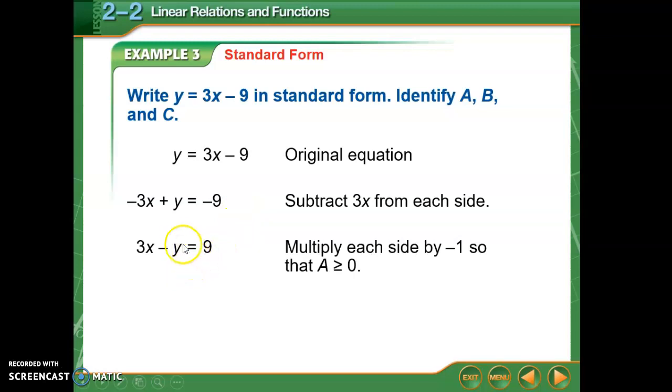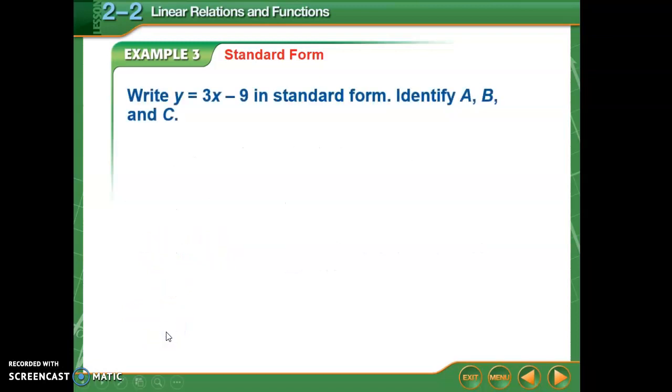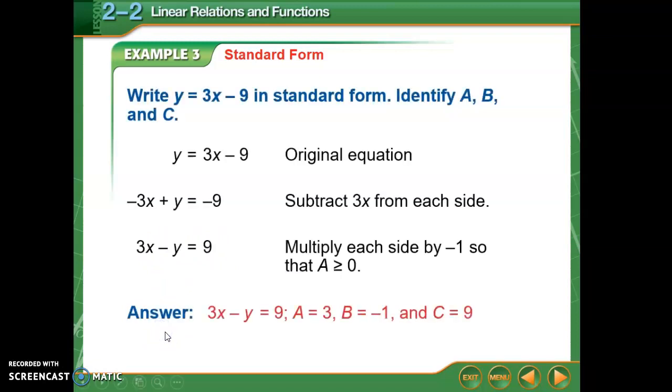And then you always make your coefficient of x into positive. So you multiply both sides by negative 1, or divide both sides by negative 1. So 3x minus y equals 9. That's your standard form. Your a is 3. Your b is negative 1. Your c is 9. Okay? Alright, check your progress.